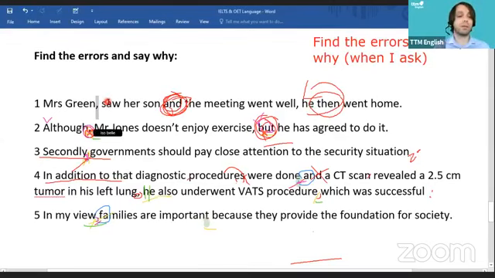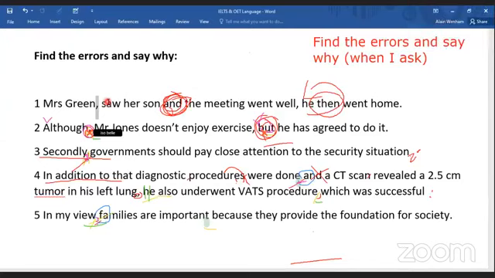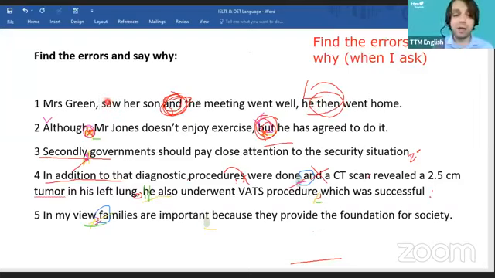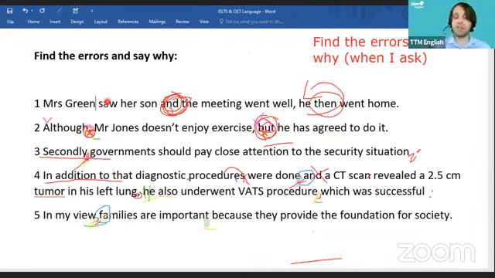So why is it wrong? Because it's the subject. Mrs. Green is the subject, right? The one place you definitely cannot put the comma is after the subject or in between the subject and the verb. Unless you're really clever and you're writing a novel or something. So you can't put it there. Okay, "Mrs. Green saw her son and the meeting went well."